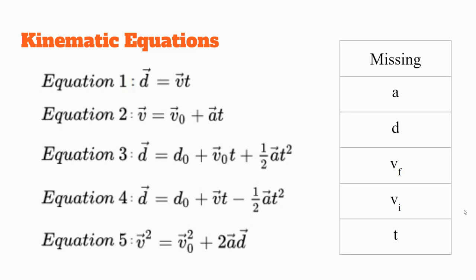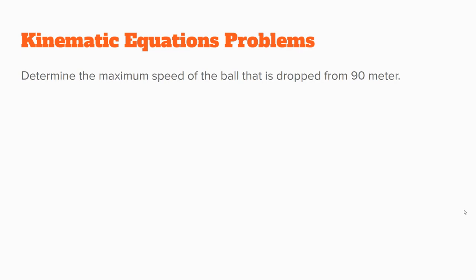So, for example, if the question does not give distance and only gives velocity and acceleration, we can use equation 2 to calculate t, because we don't need distance, but we have initial velocity, final velocity and acceleration. So let's go to problems.